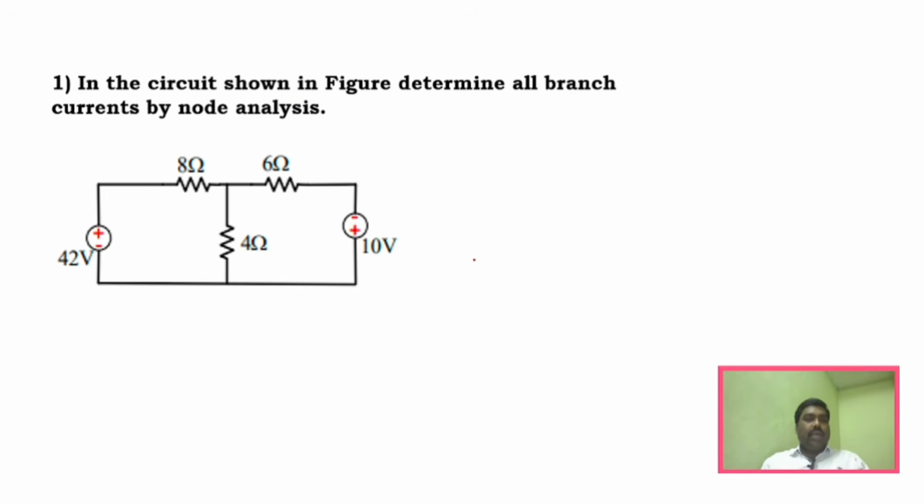Consider this problem, where you have two voltage sources here. Now I am going to write the equation for it, so that you can understand. First thing you have to do is identify the nodes.